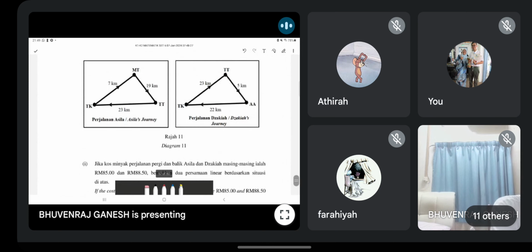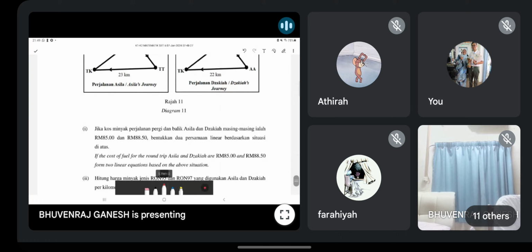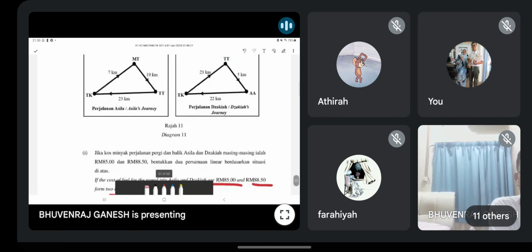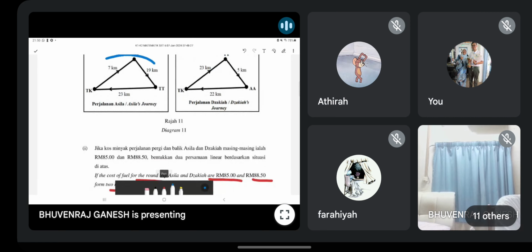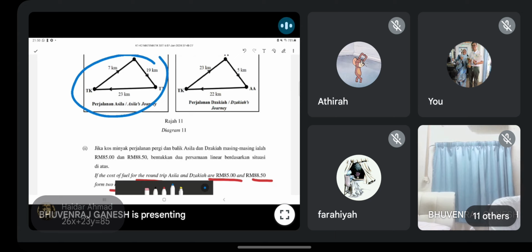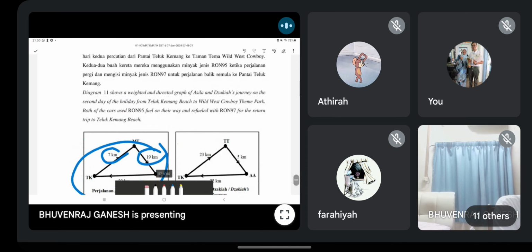So, next one. 16 B1. Okay, sekarang mereka pula bincang pasal cost. They talking about the cost of fuel. Bentuk dua persamaan linear. So guys, untuk Asila, can you tell me what's the cost? I mean, what's the equation? Kamu lihat wajah ni. Anyone? Who can give the equation? Persamaan dia. Yes, correct. Okay, kamu ambil dua ni tambah. Okay, you must know X and Y represent what lah. Okay, kat sini, RON 95 untuk pergi. RON 97 for return, balik. So, katakan pergi to X, balik to Y. Okay, X is going, Y is coming back.